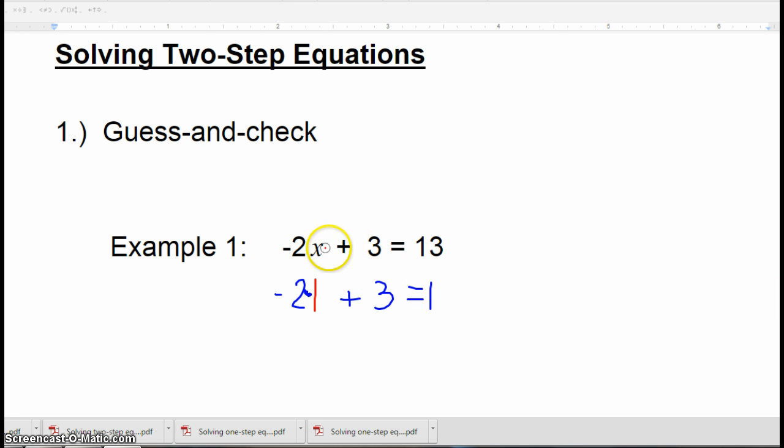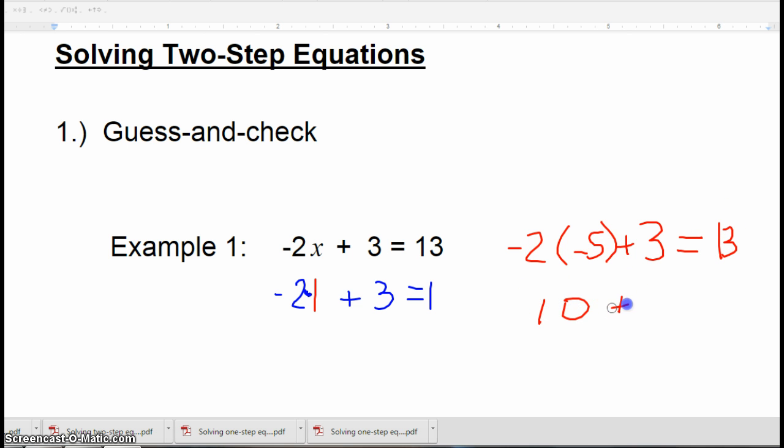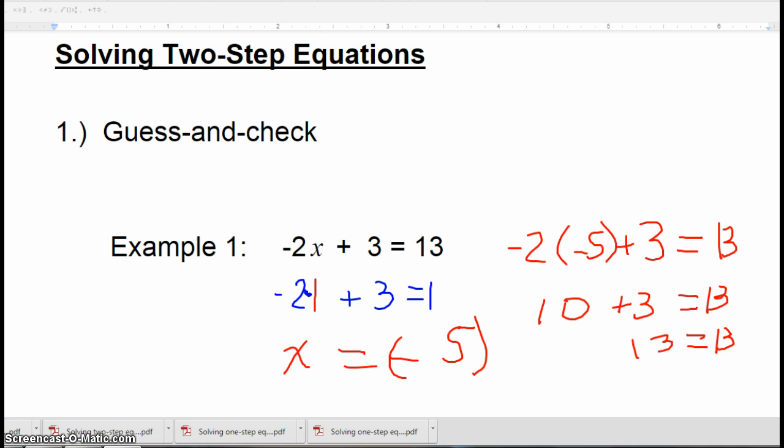there's a better way. Let's try negative 5. So negative 2 times negative 5 plus 3. Does that give us 13? Let's see. Negative times a negative, that's a positive. Plus 3 gives us 13. 13 equals 13. Yes. So we got lucky, we guessed right. X equals negative 5. That was our guess, and we guessed right. Guess and check is always an option.